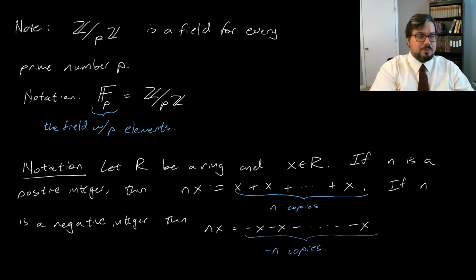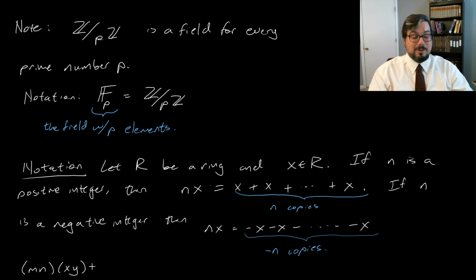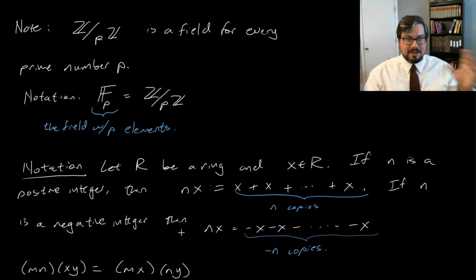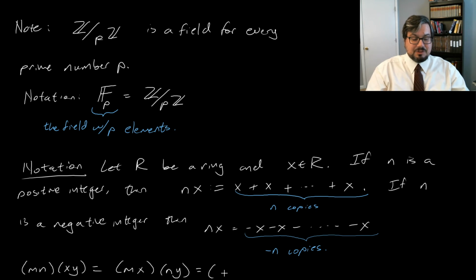It turns out that we can show that if I have (mn) times xy, where m and n are any integers and x and y are any ring elements, that's the same as (mx) times (ny). So there's a sort of associativity going on here, where it really doesn't matter where you attach the multiples in a situation like this, because this is also equal to (nx) times (my). All right.